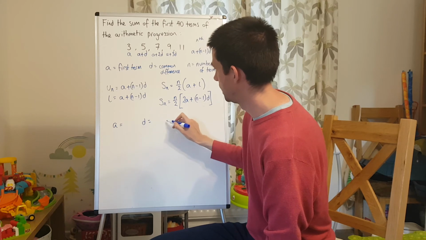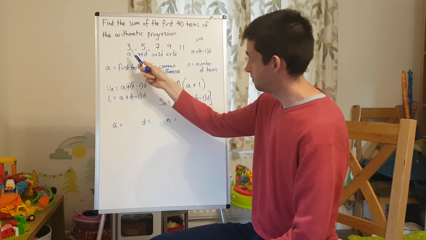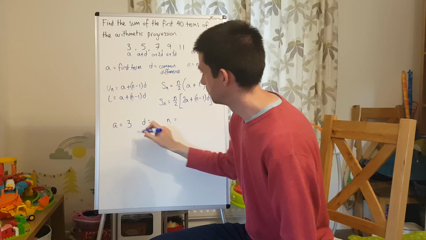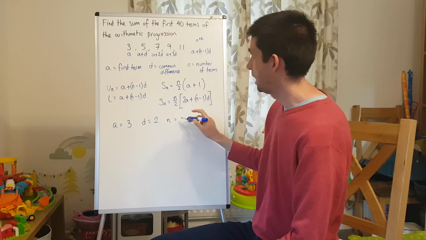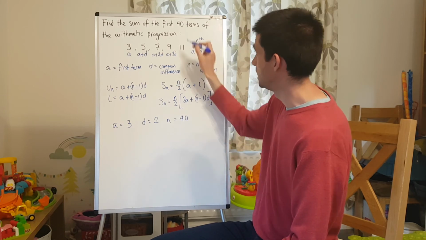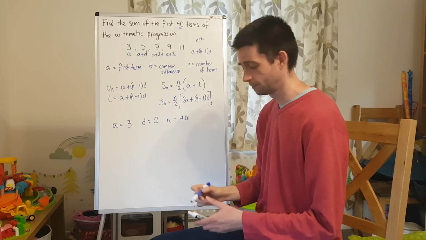So for the sequence that I've been given here, I need to define the first term, the common difference, and the number of terms. So my first term is 3. My common difference, which is what the sequence goes up in, is 2. And n is 40, because that is the number of terms that I've been asked to find my sum to.